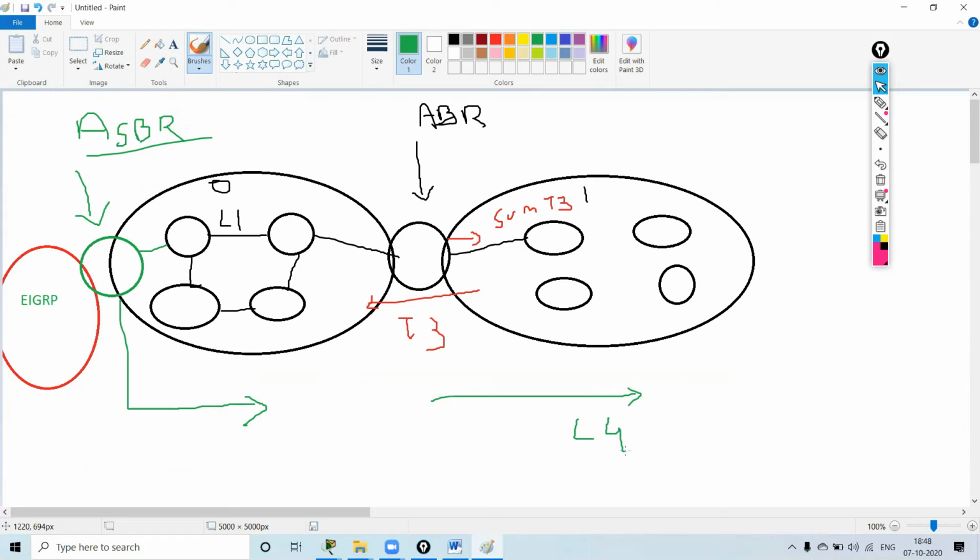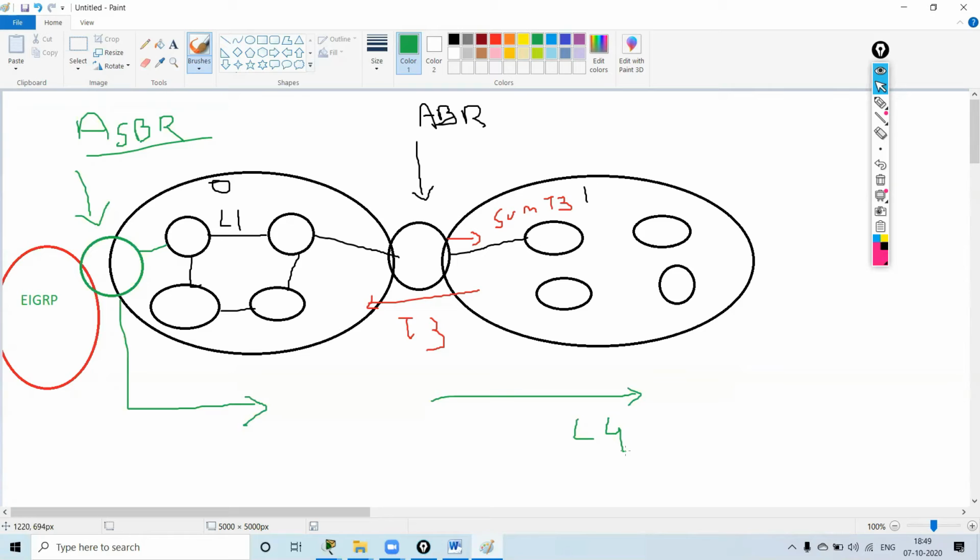Summary LSA. Type 4 and type 3 both are known as summary LSA, but what does type 3 do? Type 3 will advertise my inter area routes, OIA routes. Type 4 will give me the information about the ASBR. Who is the ASBR? It will tell me where the ASBR is, who the ASBR router is, and that information will be passed by the ABR router. Advertise an ASBR to all the other routers in the autonomous system.